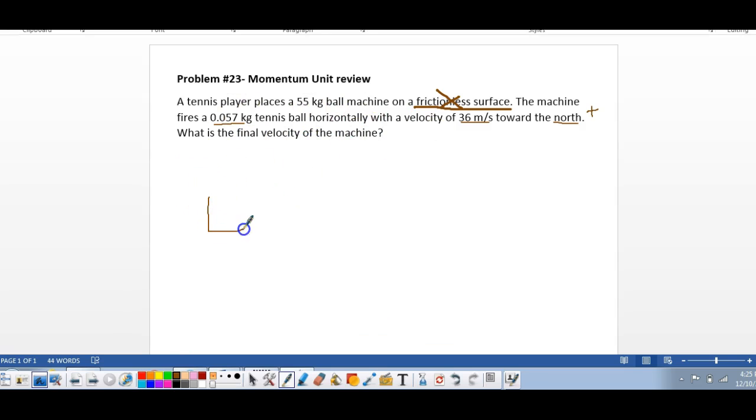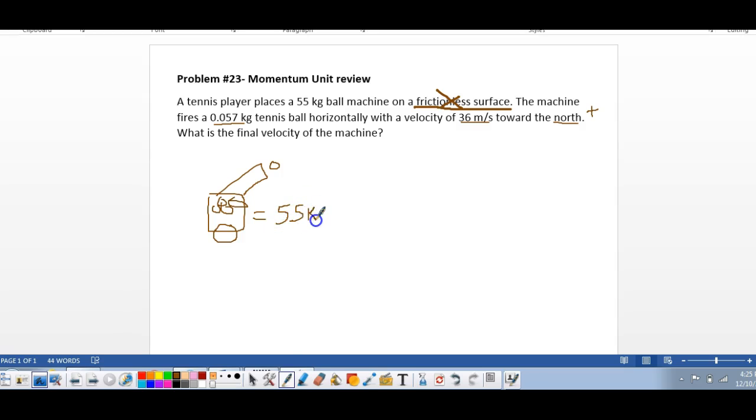So we have this machine. I don't know exactly what it looks like. Probably something got a wheel on it. Probably got like a cannon. It's got some tennis balls in here, like this, right? And then these things come flying out of there, right? And he hits them back. So we know that the machine is 55 kilograms.